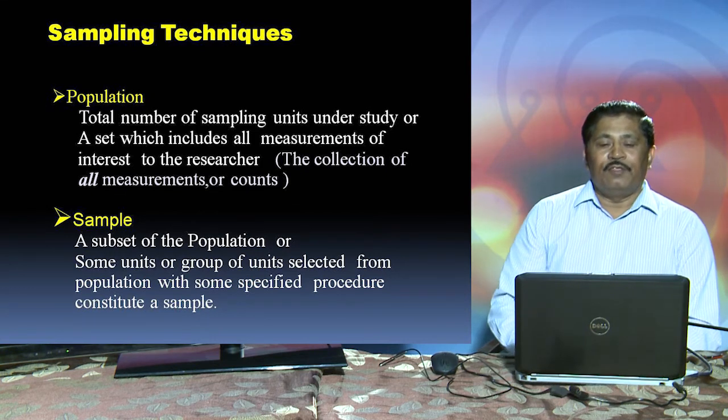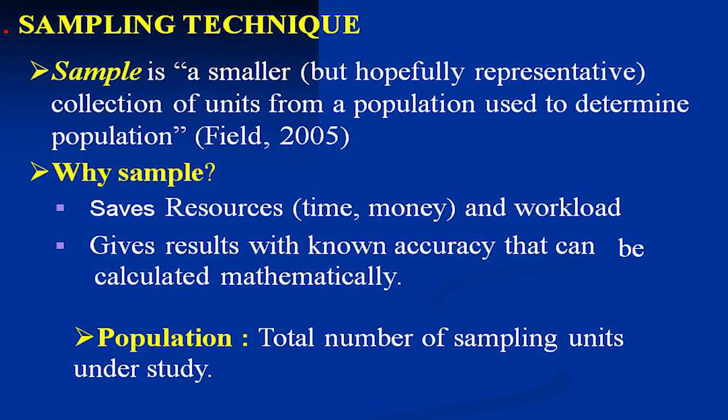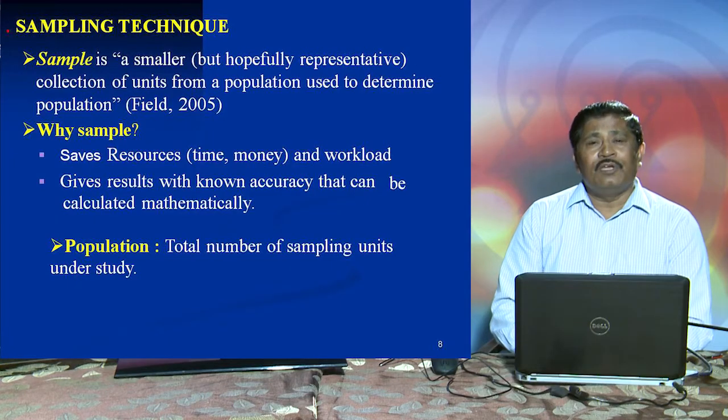Then there is a question: why should we take a sample, why not the population, why not the complete enumeration? When there is a finite population, then we can go for population studies. But when there is an infinite population, in that case there is no alternative. And in case of a finite or infinite population also, if the population size is large, there is no alternative other than going for a sample. So what is a sample? It is a part or group of some units selected from the population with some scientific procedure, and we call it a sample.